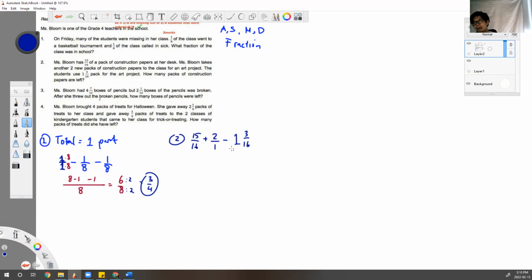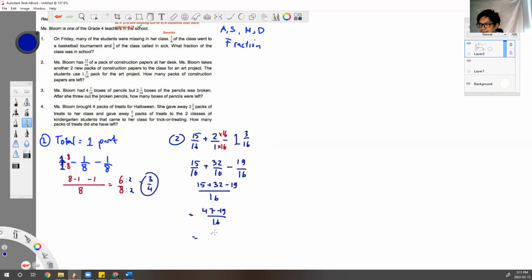1 3/16 packs. Now what to do is make the denominator equal and make sure that the mixed fraction is changed into an improper fraction. Which one you want to do first is up to you. I want to focus on making the denominator equal. The expression will be 15/16 plus 32/16 subtract. From the mixed fraction into the improper fraction: 16 times 1, that's the rule, plus 3 is 19/16. So everything is already in 16. You just combine the numerators, keep one denominator here, and then 15 plus 32 minus 19. So it is 47 minus 19 over 16.